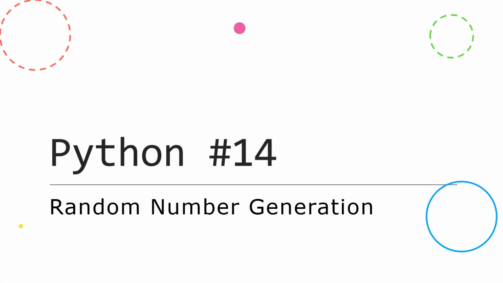Hi, in the last video, we looked at how we can create our own user-defined functions. Now I want to go back and use some other functions written by someone else, some built-in ones, which in this case are going to allow us to generate some random numbers.